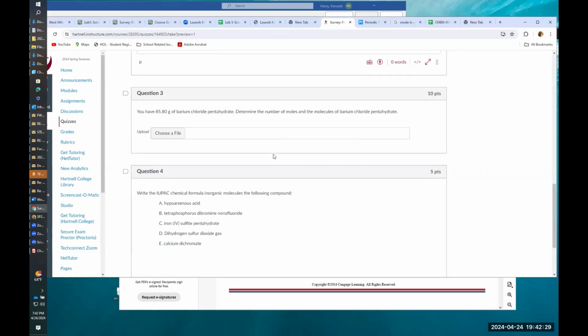Okay, question number 3. You have 85.0 grams of barium chloride pentahydrate. Determine the number of moles and molecules of barium chloride pentahydrate.